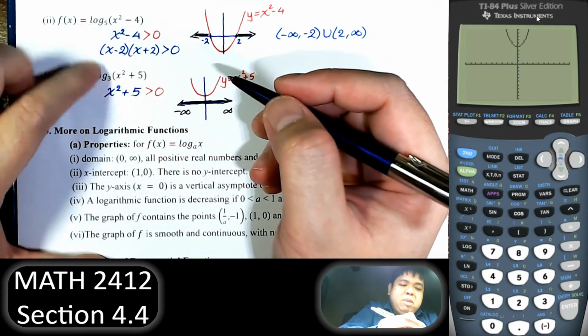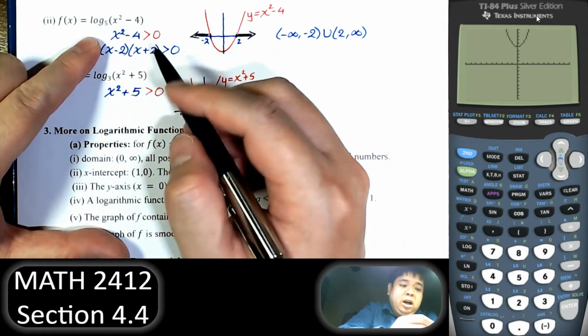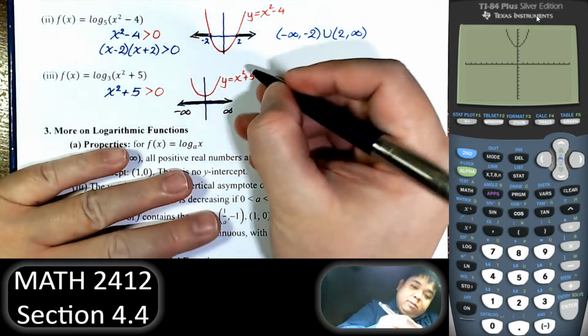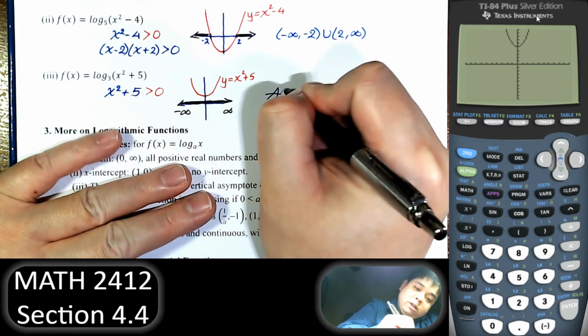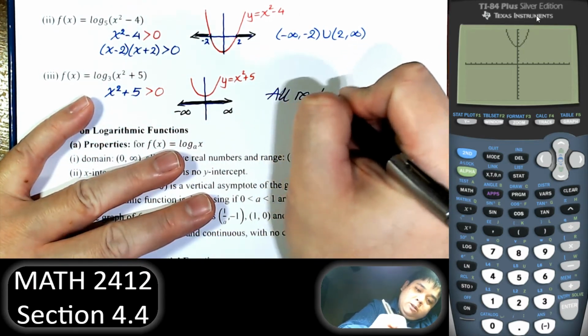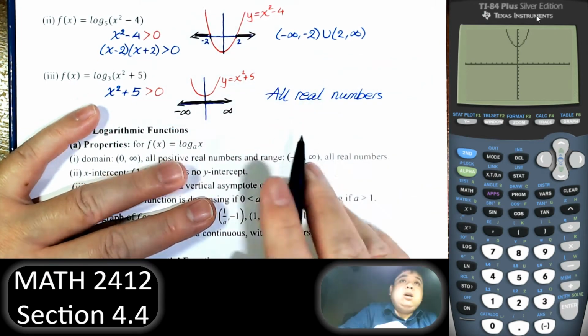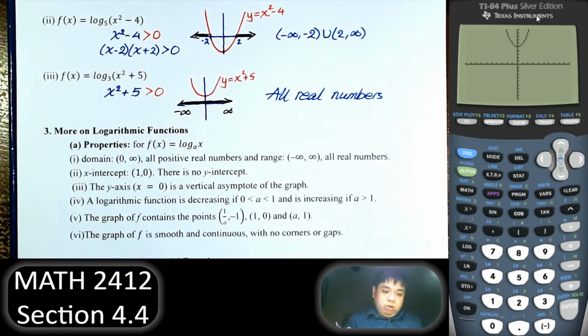The base of the log, base 3 or base 5, doesn't matter. The domain is whatever the argument is must be positive. So in this case, we just say all real numbers. So those are the domains for the functions.